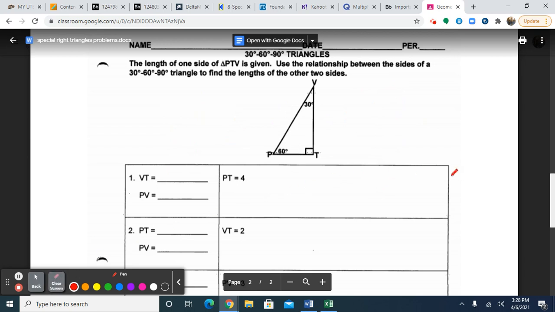So let's try that. Now it's telling us that P to T is 4. That's our shorter side. So our medium side has to be 4 square root of 3. And our longest side is going to be double 4. So it's going to be 8.